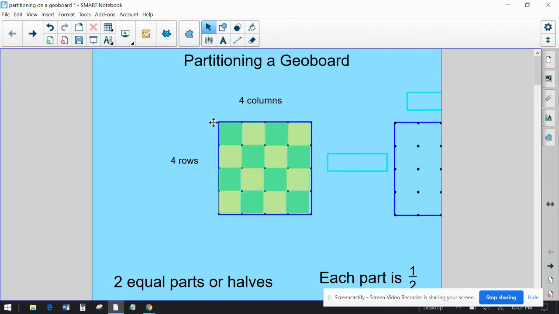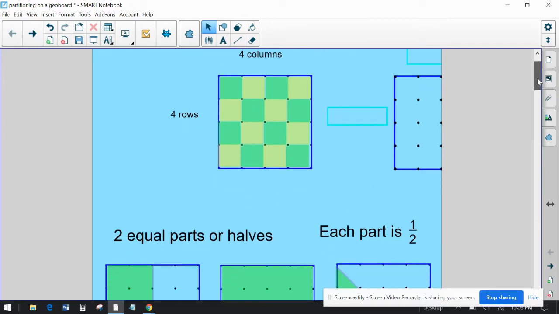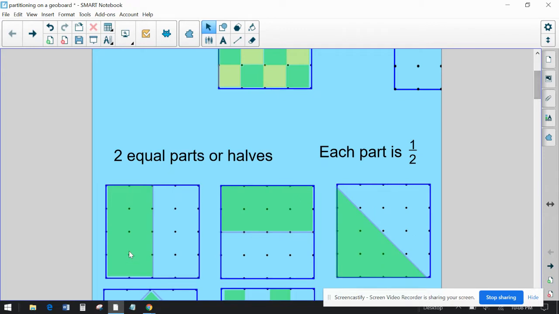So if you look, you have 4 rows and 4 columns, making the area of the spaces, the square units, 16. If I counted every single one of these squares, it's going to be 16. A typical question your teacher may ask is for you to divide your geoboard into 2 equal parts. And there are many different ways you could do it.